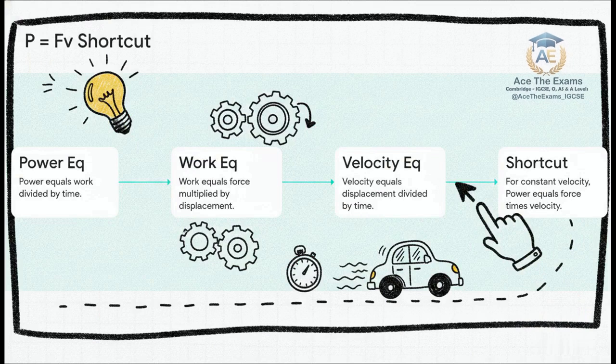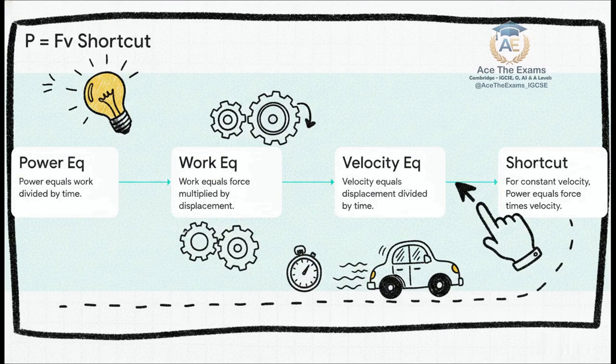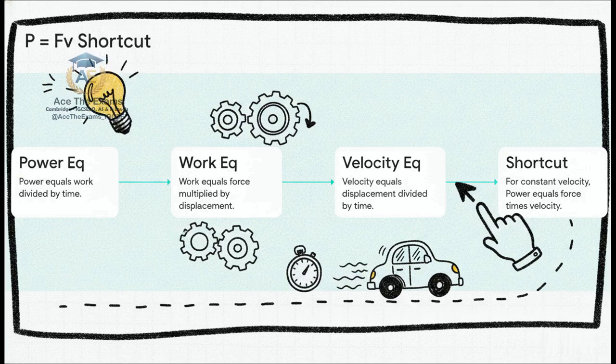And check this out. This slide illustrates the literal exam cheat code. We know power is work over time, and work is force times displacement. Well, if you replace displacement over time with velocity, look what happens. You derive the super elegant shortcut P equals Fv. Power equals force times velocity. This is an absolute lifesaver for objects moving at a constant speed.